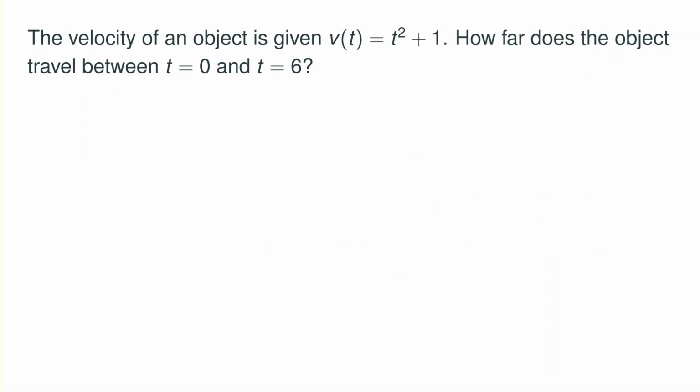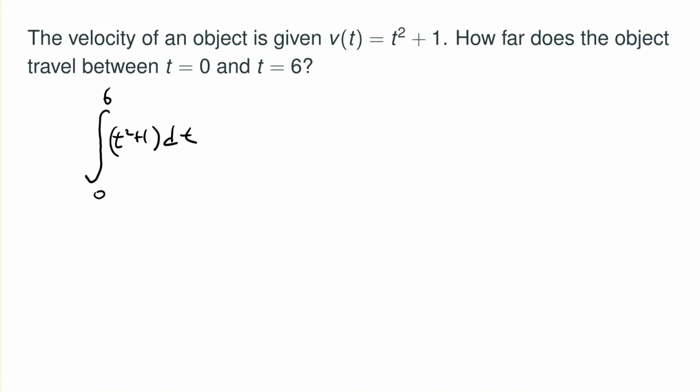The velocity of an object is given by v(t) equals t squared plus 1. How far does the object travel between 0 and 6? So remember, the definite integral can help us find the net change of a quantity, in this case distance, how much it traveled. So if we take the definite integral of velocity, which is t squared plus 1, with respect to time from 0 to 6, it will give us the distance it traveled, the net change of distance.